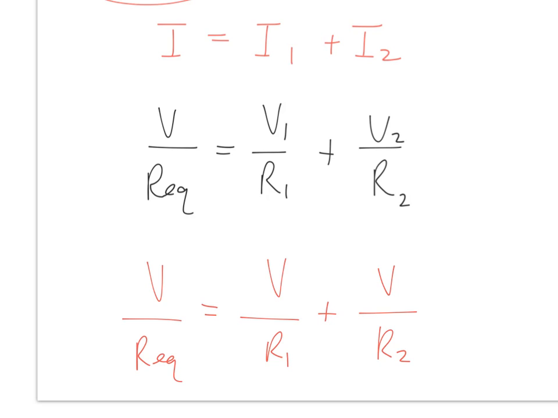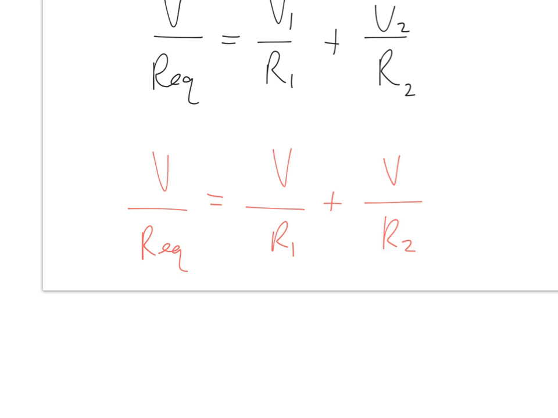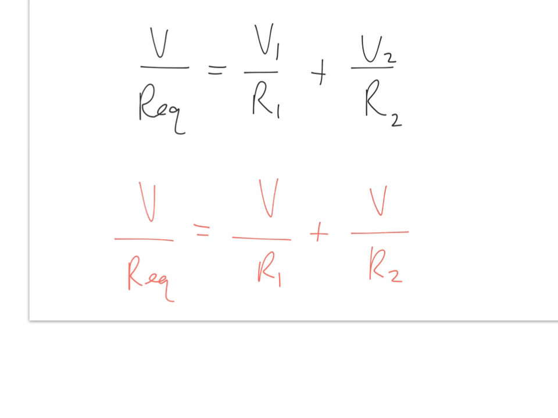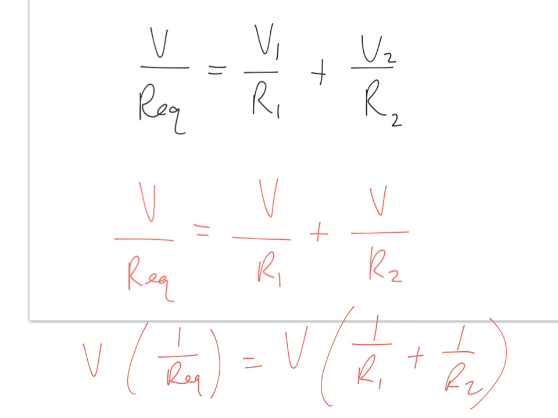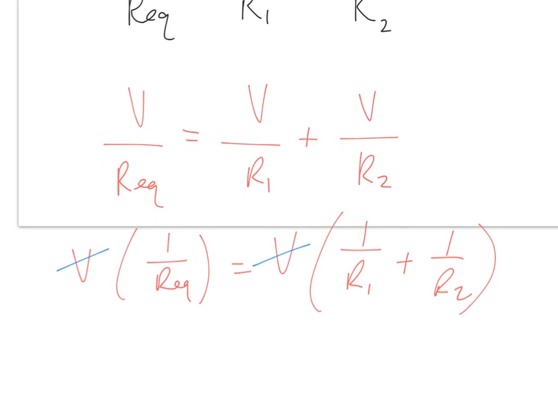What can I do to simplify this? Can you cancel? Yeah, it's in every term. When something is in every term, you can cancel them all. If you don't think that that's true, let me show you. Factor out V: this becomes 1 over REQ. Factor out V: this becomes 1 over R1 plus 1 over R2. V's on both sides, isn't it? So as Katie mentioned, we can cancel V on both sides, leaving us with only terms of resistors or resistances.